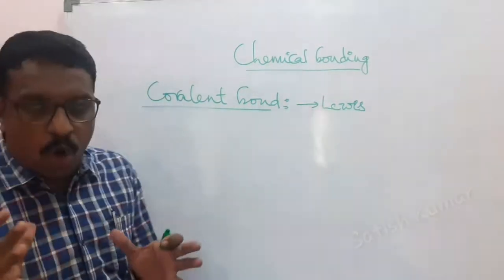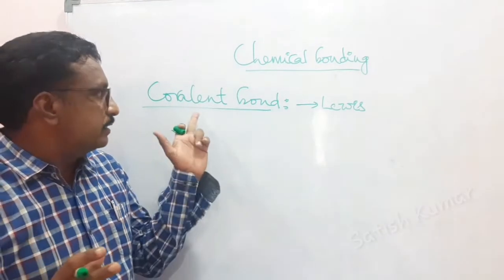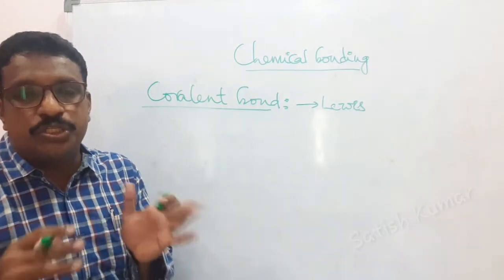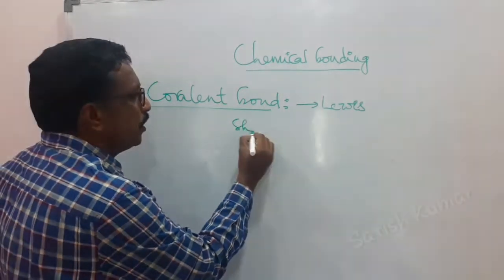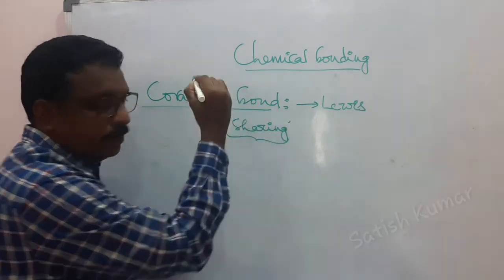So the previous bond, that is ionic bond, is formed due to the transfer of electrons, and this covalent bond forms due to the sharing of electrons. Sharing అంటే పంచుకోవడం. ఇక్కడ ఎలక్ట్రాన్స్ ని పంచుకోవడం వల్ల ఈ బాండ్ అనేది ఏర్పడుతుంది.